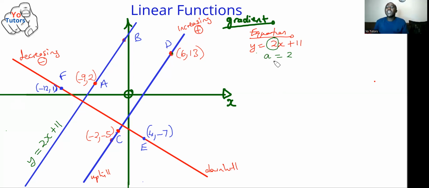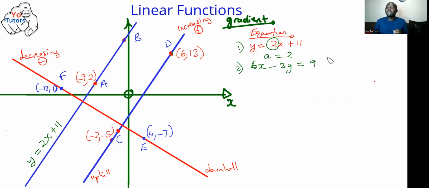But now let's say you are given an equation that is, let's say, 6x minus 3y is equal to 9. Okay, so 6x minus 3y is equal to 9. How do you get the gradient? So this is scenario 1.